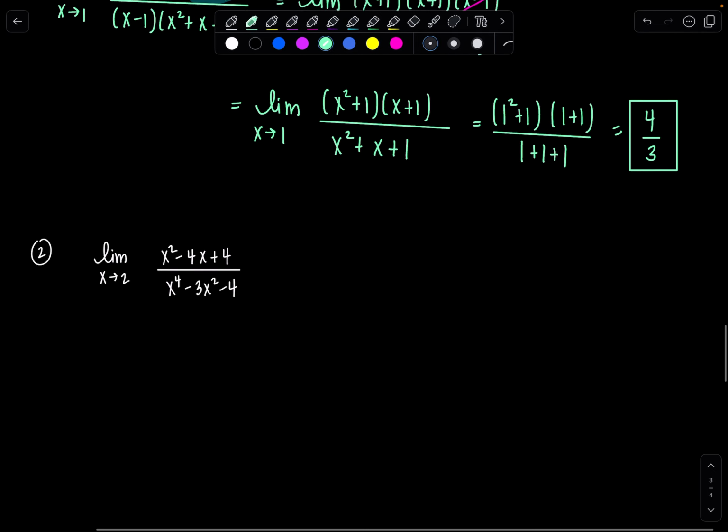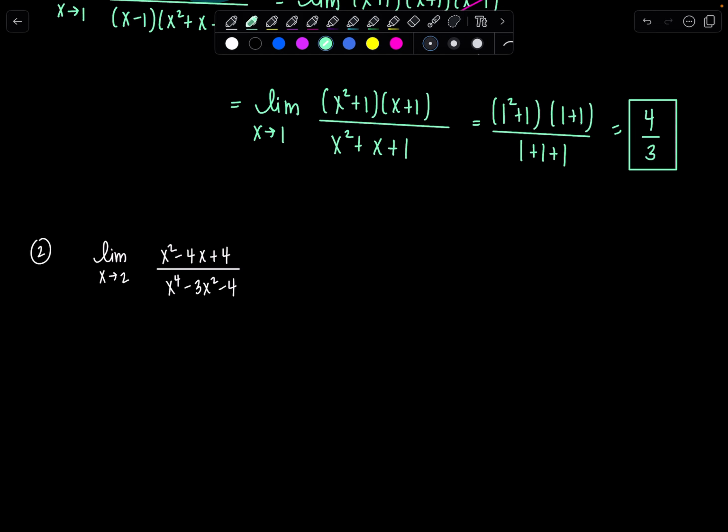Here we have the limit as x approaches 2 of x squared minus 4x plus 4 over x to the 4th minus 3x squared minus 4. So again, this limit, like all the ones we've been focusing on, if I just try direct substitution right now, namely, if I just try to plug in 2, I get 0 over 0. So that's an indeterminate form, which means do something else. It's not time to do direct substitution.